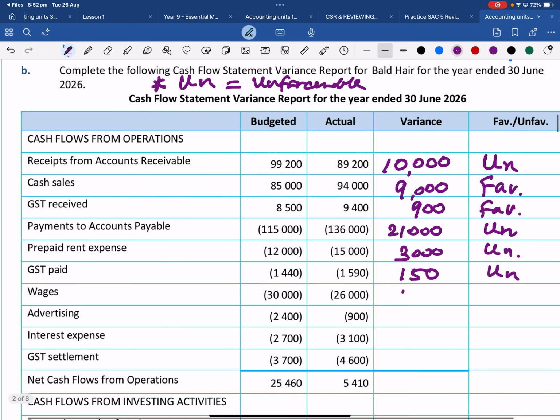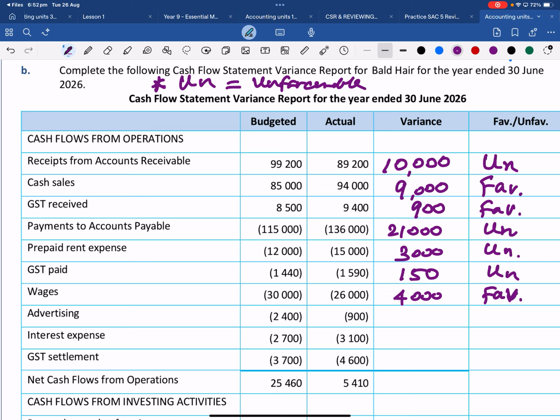Wages. 4,000 favorable. Why? You're paying less. We paid less. Very good. So we have saved on our wages. Maybe we exploited labor. No, I'm kidding, okay?